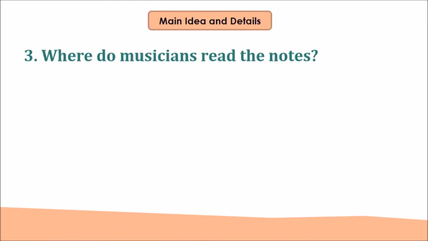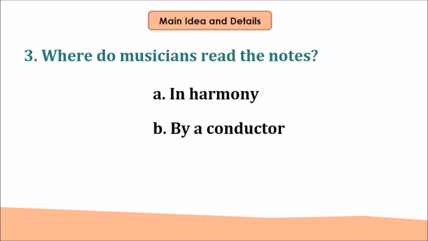Okay, number 3, where do musicians read the notes? A. In harmony. B. By a conductor. Or letter C. On a staff. Where do you think the musicians can read the notes? Very good. It's letter C. On a staff.